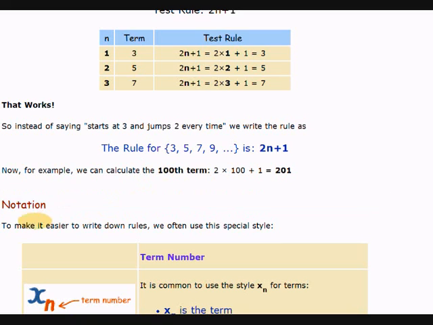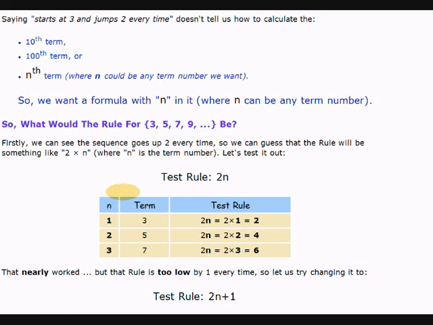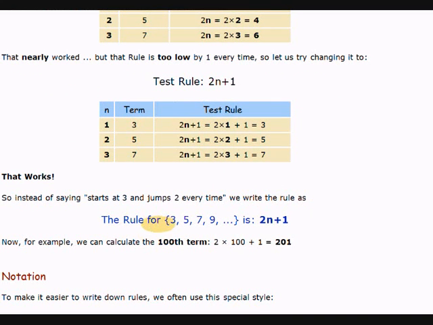Okay, this is good. Notation: to make it easier to write down rules, we often use a special type. Look, there is a notation in making the rules. The term or element is going to be xn. The term number is n. Look at the x and look at the term, how it is denoted here. xn is the term, and n is the term number. For example, term number 1 is this, and it is represented by 1 here. The value of the term is 3. The first term is 3.